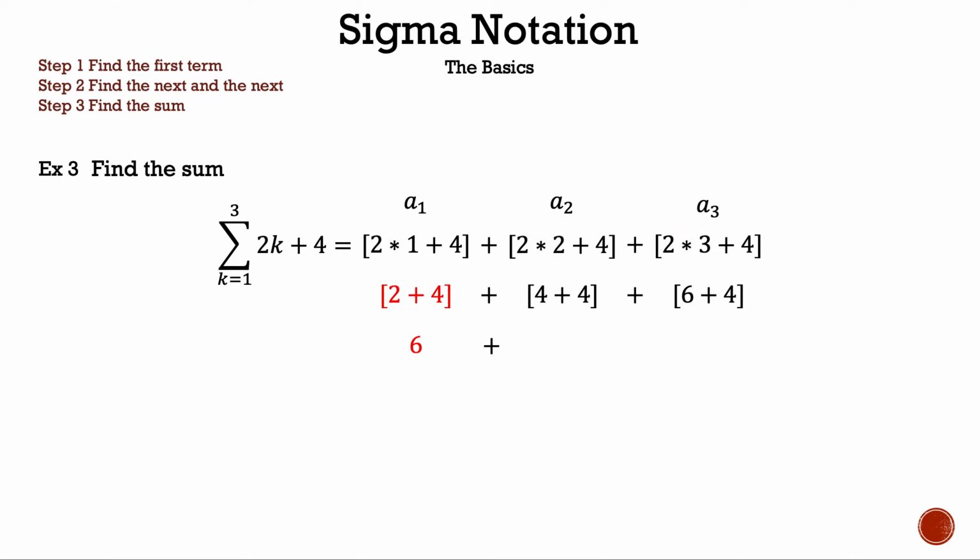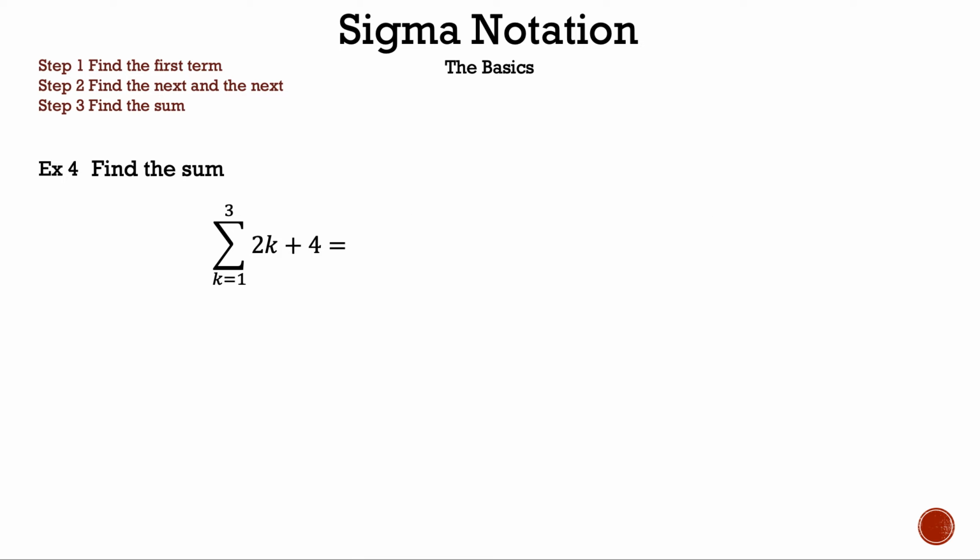Let's add the numbers in the brackets. 2 plus 4 is 6. 4 plus 4 is 8. And 6 plus 4 is 10. So we have 6 plus 8 plus 10. And the result is 24. That is the plug and chug method. That is example 3. Let's move on to example 4.